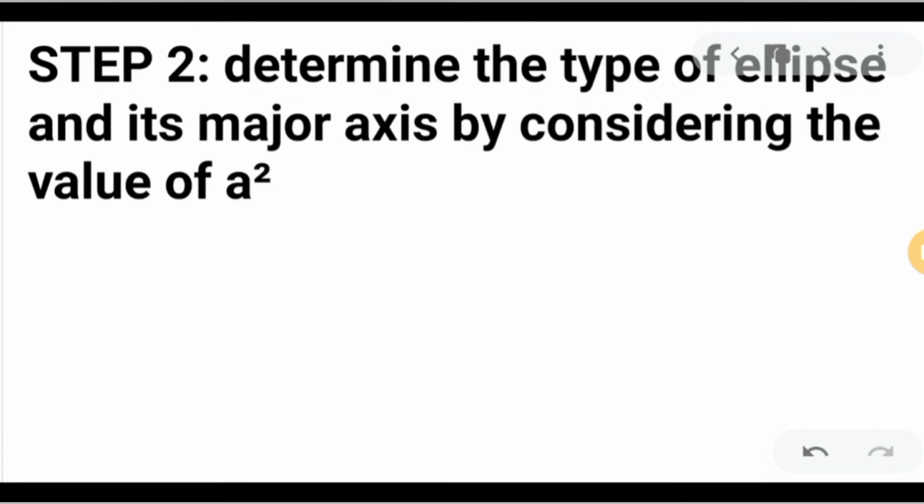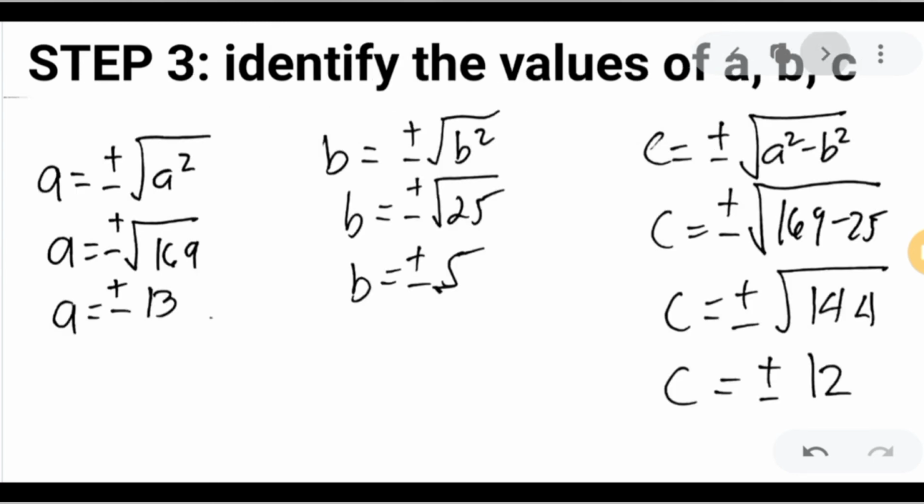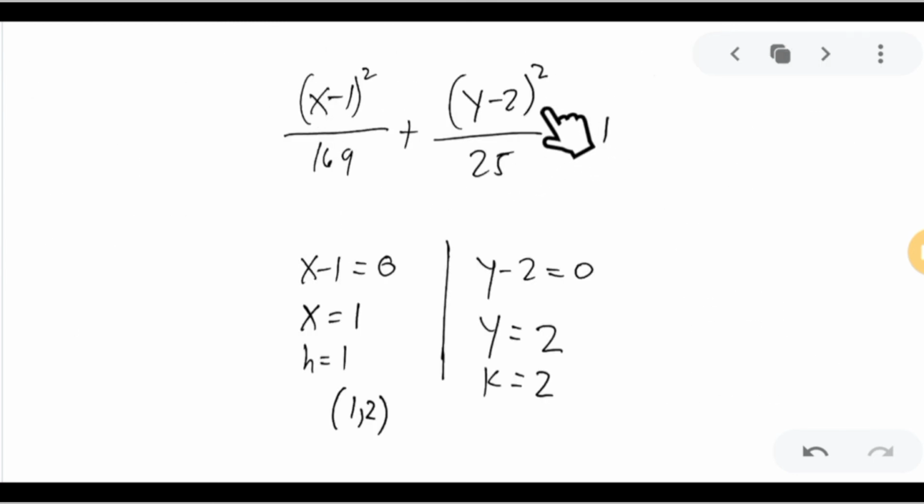Step 2, you have to determine the type of ellipse and its major axis by considering the value of a squared. So from the expression here, the larger denominator is 169, and therefore this is the a squared. And since 169, or the a squared, lies on the x-axis, therefore this type of ellipse is horizontal ellipse because the major axis lies on the x-axis, wherein it contains the vertices, or the a squared here. And then this one is the minor axis for the b squared.